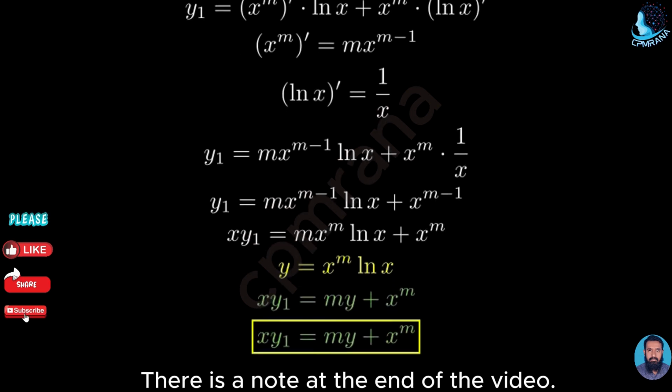We've proven that when we differentiate y = x^m ln x with respect to x, we get x y1 = m y + x^m. This is a beautiful result that shows how differentiation of logarithmic functions with powers can lead to elegant relationships between the function, its derivative, and its terms.